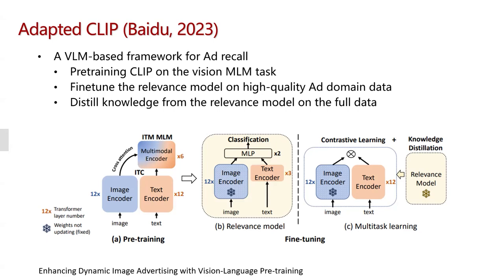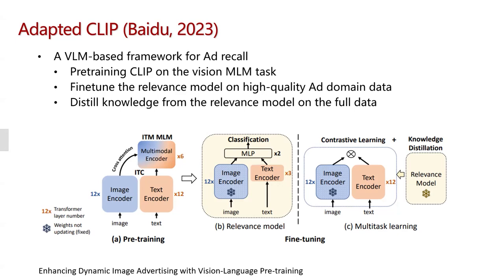This is because the high quality ad domain data is very limited in corpus size, since in some scenarios this may be manually annotated, right? So the size of this data may not be sufficient, but the quality is very high. So they first pre-train and fine-tune the relevance model on this data, and they freeze the image encoder. And this is very interesting because if you fine-tune the image encoder, the knowledge may be frequently updated, right? So the understanding of the image may be biased to some domains or data sets. Since they freeze the image encoder and only fine-tune the text encoder with three layers, this is very interesting, right? And they try to distill the knowledge of the relevance model on the full data.